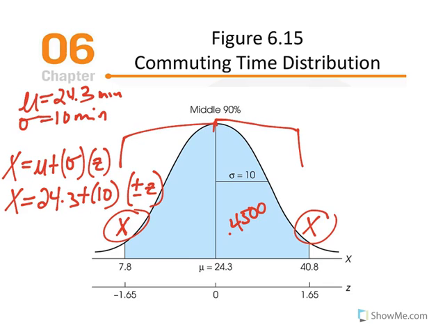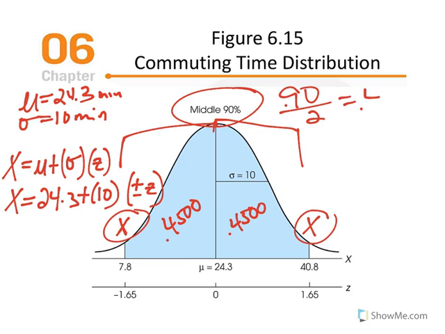representative of 0.4500 and 0.4500 here. All I did was take 90%, divide by 2, or a proportion of 0.9, and we get 0.4500. And now, using that information, I can utilize my unit normal table and find the corresponding z-score.